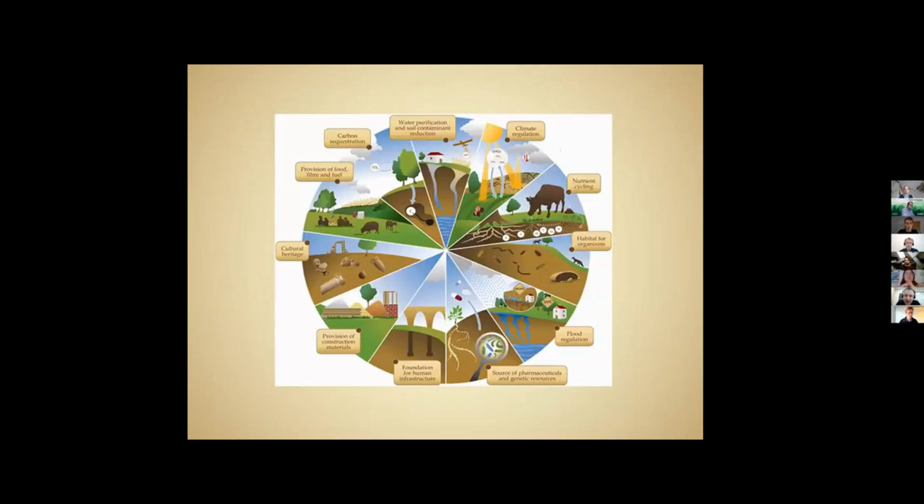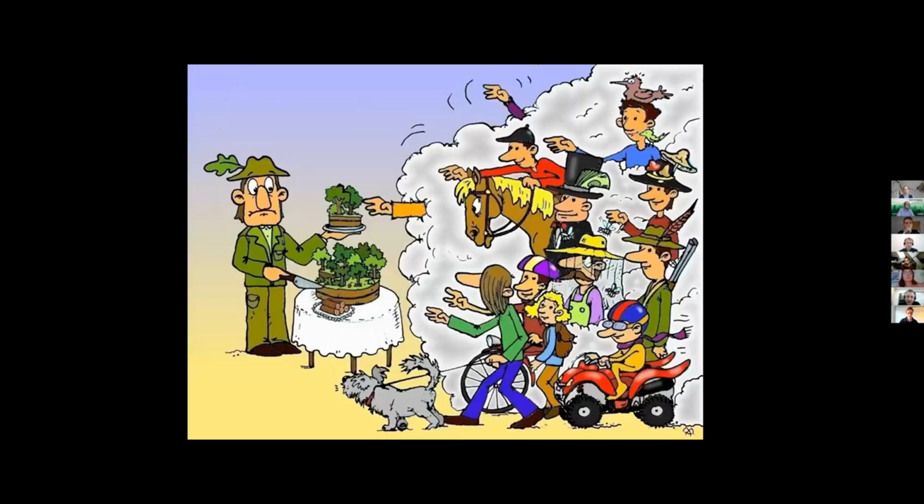And also related to the forest are ecosystem services like water purification, carbon sequestration, provision of food, fiber, and fuel, habitat for organisms, and many other ecosystem services. These ecosystem services in forestry are known as forest functions. Actually, these are demands of society toward the forests. And the position of the forest manager is very difficult in that sense.